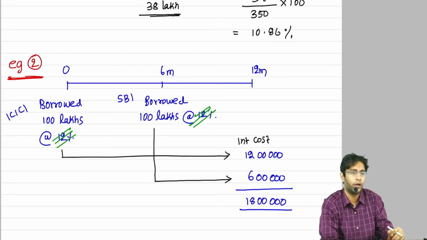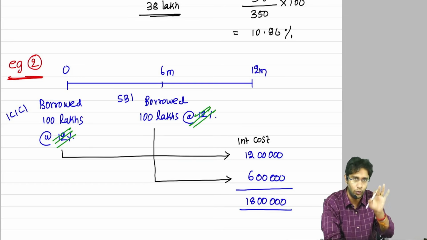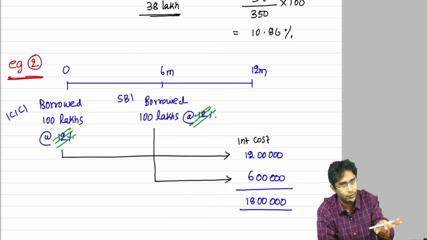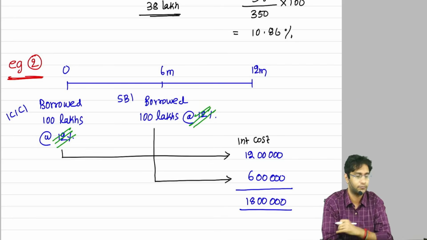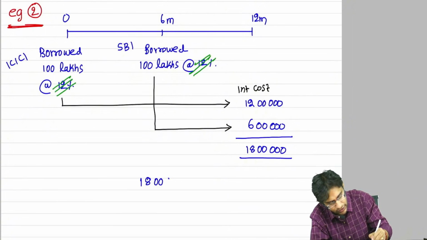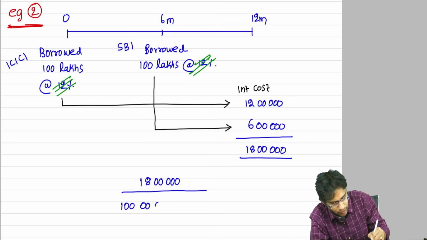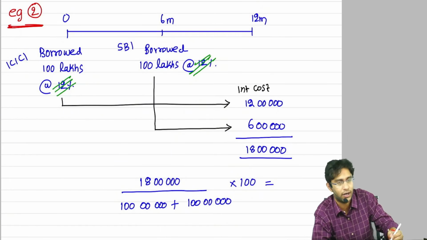What is the cost of borrowing? You know the answer, 12%. Sir, I am able to see, sir. Okay, fine, you know. My question is, how will you calculate that? If you do like this, total interest cost, how much is total interest cost? What is the total borrowing? 100 lakhs plus 100 lakhs into 100. Go check. 18 lakhs by 200 lakhs.